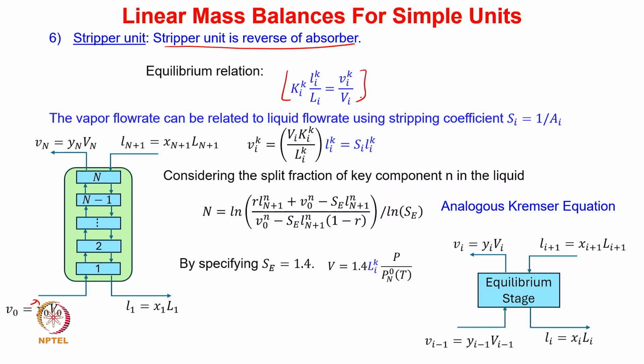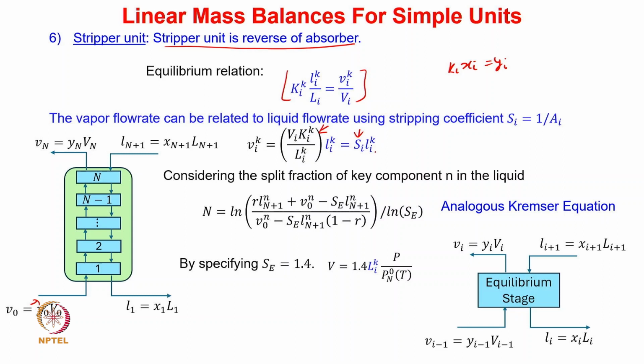Again we start with the same equilibrium relations, which are nothing but Ki xi equals yi. The same equilibrium relation is used here, now rearranged in a different way, because we wanted to represent Vik as capital Vi Ki divided by Lik, and this entire term we represent as the stripping factor, Si. So Vik is given as Si Lik.